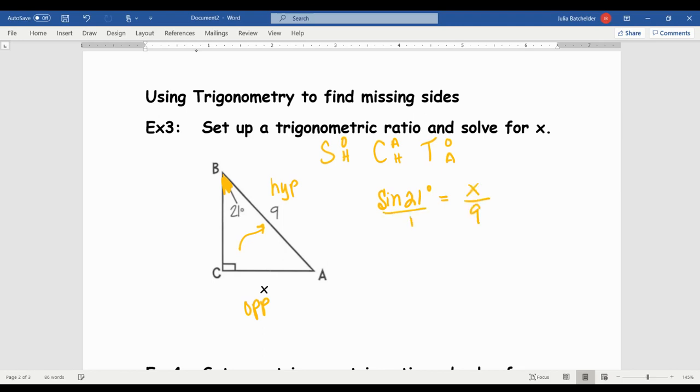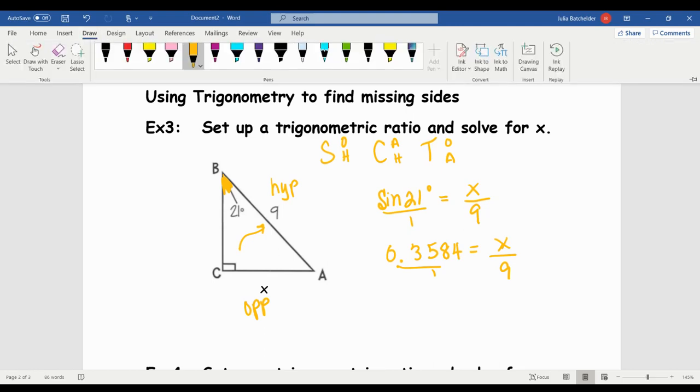And I'm going to throw a 1 under this. And then I'm going to use my calculator, or you could use the trig table. If I find sine of 21 degrees, I'm getting 0.3584 when I round it. So 0.3584 over 1 equals x over 9.